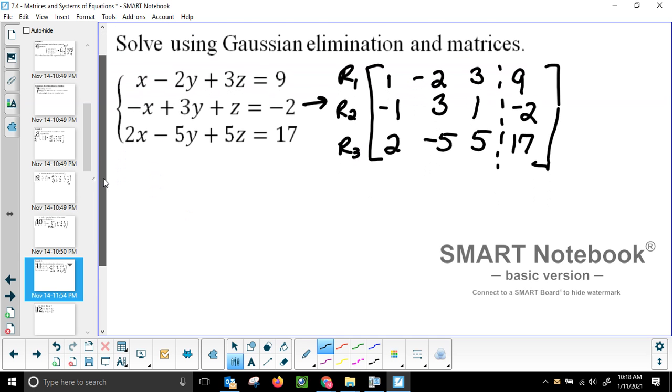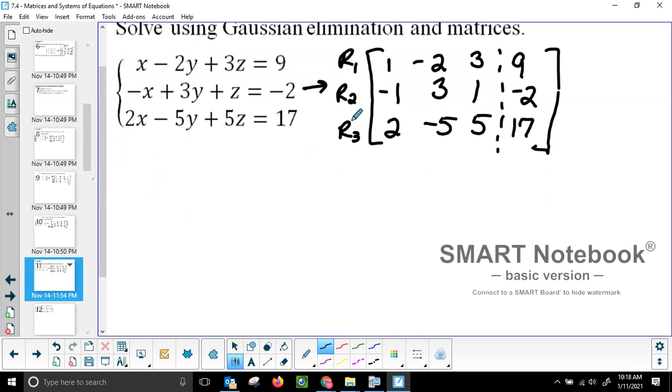Okay, so of course this is my row 1, row 2, and row 3. Remember, when we're using Gaussian elimination, we do have to use every row at least once, and we can't combine the same two rows more than one time, okay? Remember, for Gaussian elimination, I want this to be a 1, and I don't care what comes after it. So my row 1 is fine. We have 1, negative 2, 3, and 9.